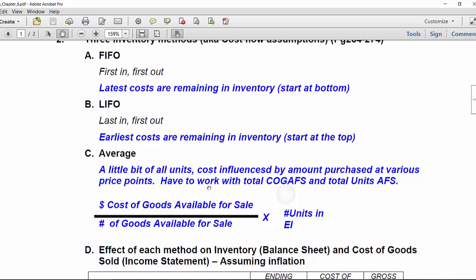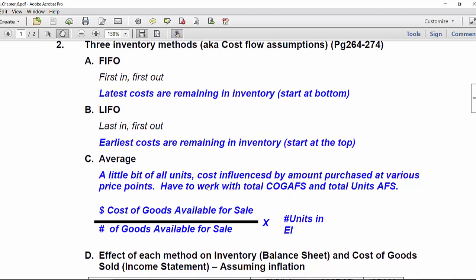Now, what does this do to the inventory that shows on our balance sheet, and what does it do to the cost of goods sold that pops up on our income statement? Now, if we assume inflation, we can also assume that prices or costs of our merchandise that we purchase are going to continue to go up somewhat over time. So what does that tell you? The beginning items are going to be cheaper than the later items.